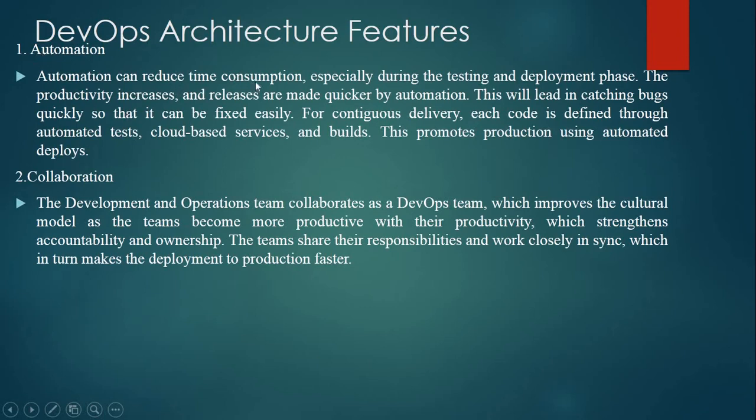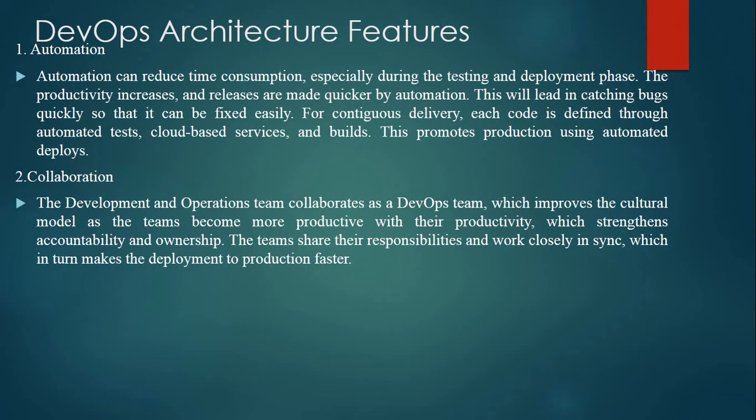Automation can reduce time consumption, especially during the testing and deployment phase. The productivity increases and releases are made quicker by automation. This will lead to catching bugs quickly so that they can be fixed easily. For continuous delivery, each code is defined through automated tests, cloud-based services and builds. This promotes producing using automated deploys.